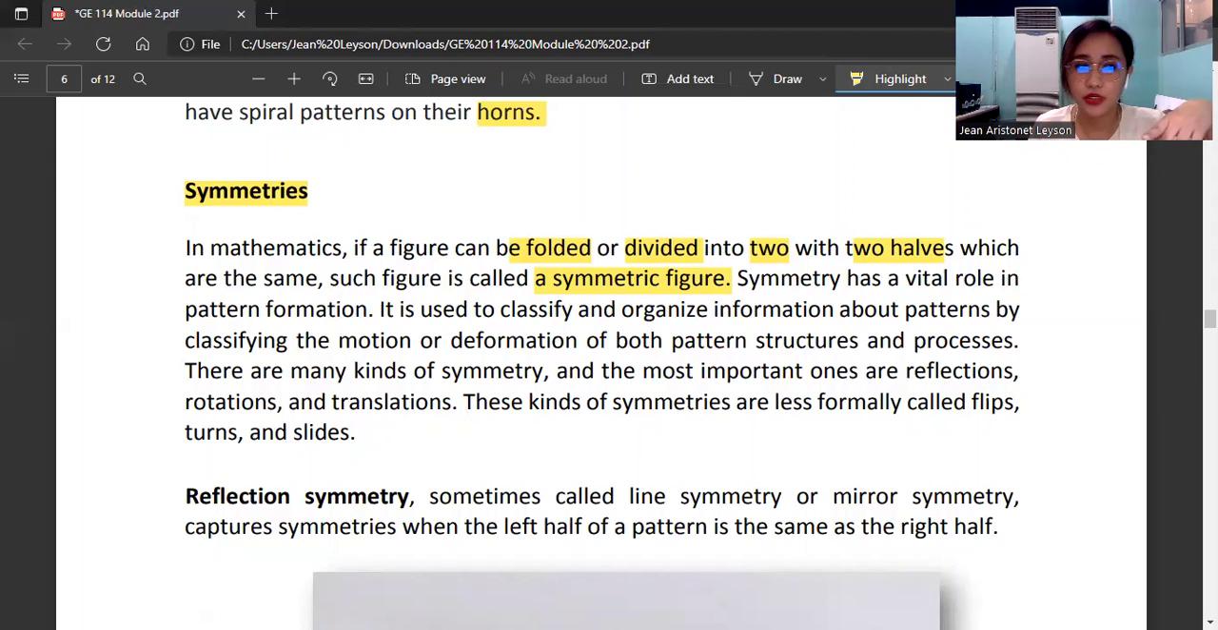It is used to classify and organize information about patterns by classifying the motion or deformation of both pattern structure and processes. There are many kinds of symmetry, and the most important ones are reflections, take note, reflections, rotations, and translations, which we will be discussing further later. These kinds of symmetries are less formally called flips, turns, and slides. Let's start with the first one.